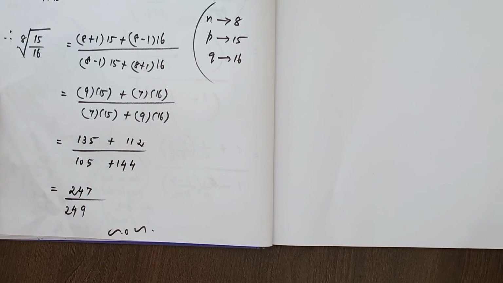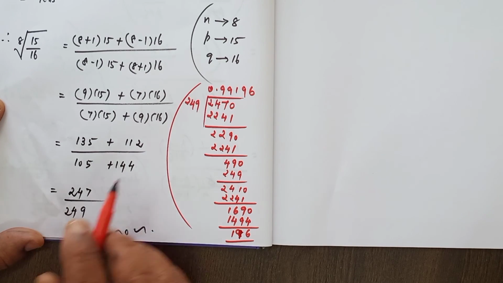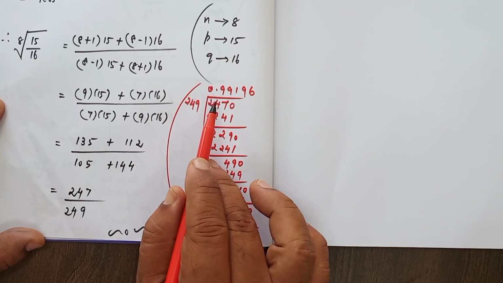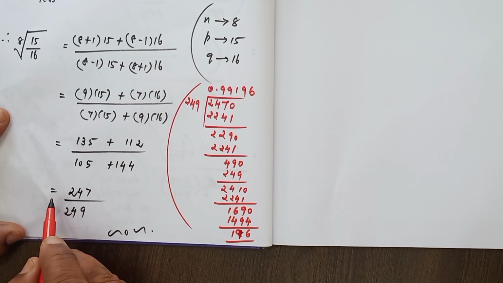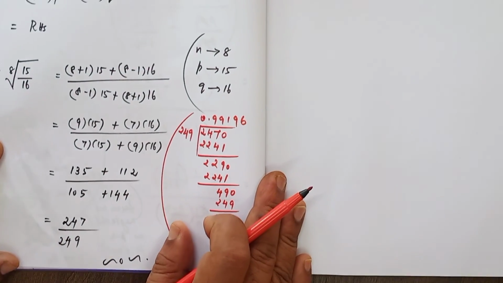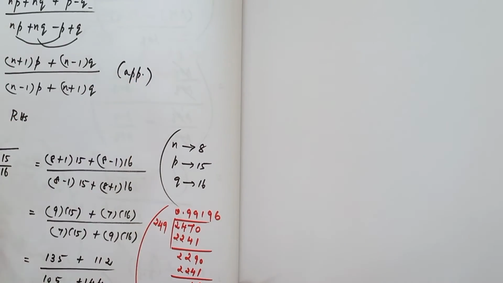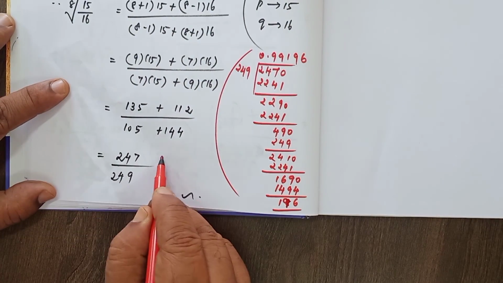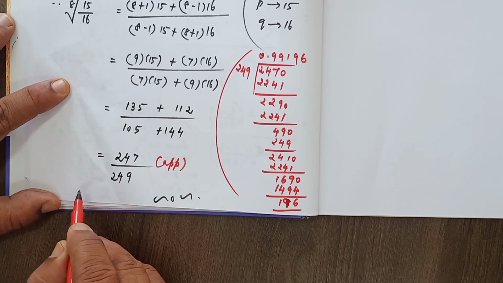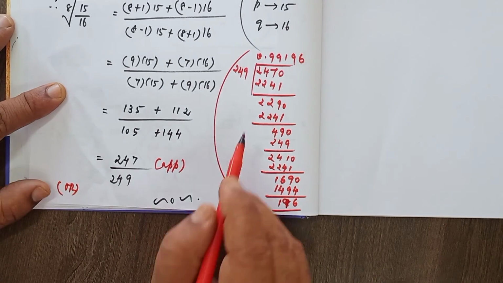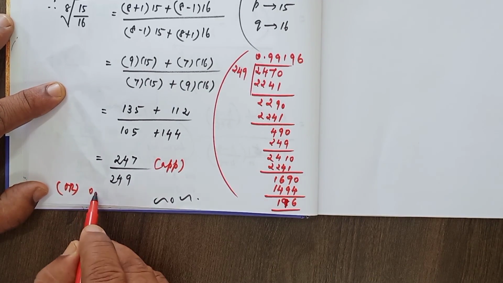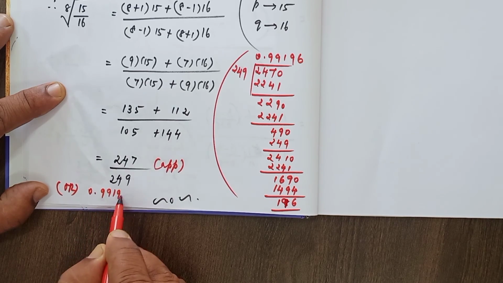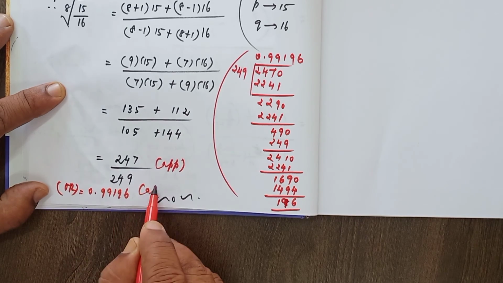Even you can write the answer in decimal. For that you have to divide 247 by 249. I do the calculation now. So I have got 0.99196. Here also I have to put approximately only, because the final result is approximate. Or you can write the answer in decimal. What's the answer? 0.99196 approximately.